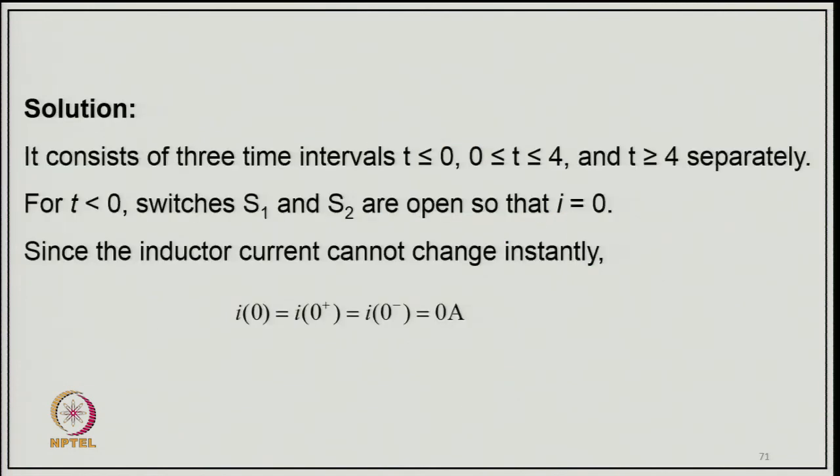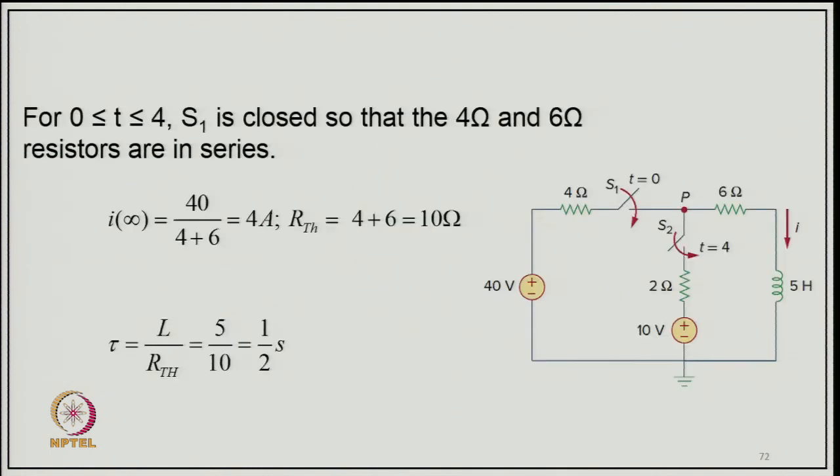Now coming to the solution, it consists of 3 time intervals: t less than 0, t from 0 to 4 seconds, and t greater than 4 seconds, treated separately. For t less than 0, switches S1 and S2 are open, so the current is 0. The inductor current cannot change instantaneously, so I(0) equals I(0+) equals I(0-) equals 0 ampere.